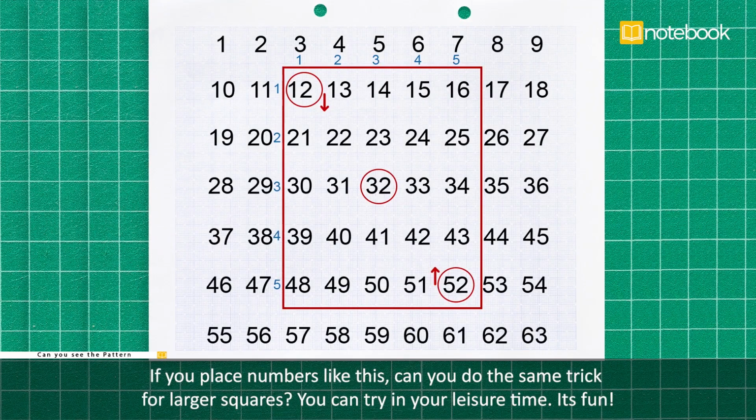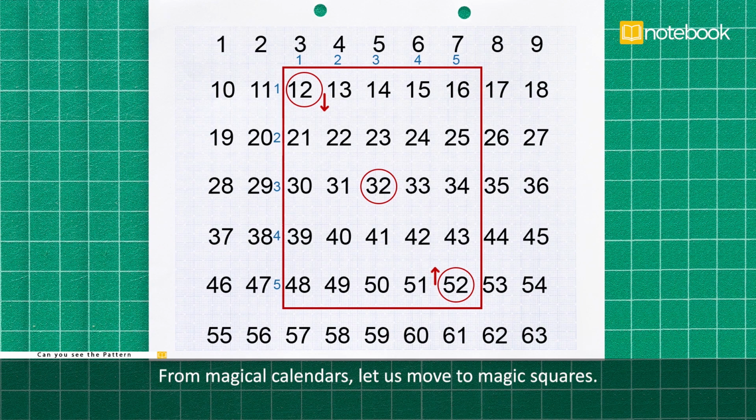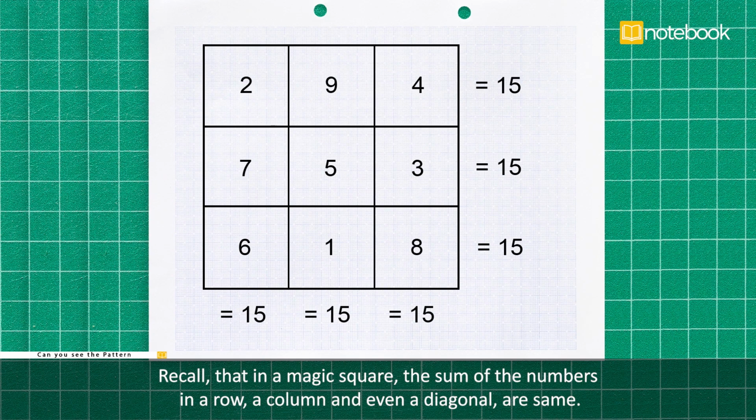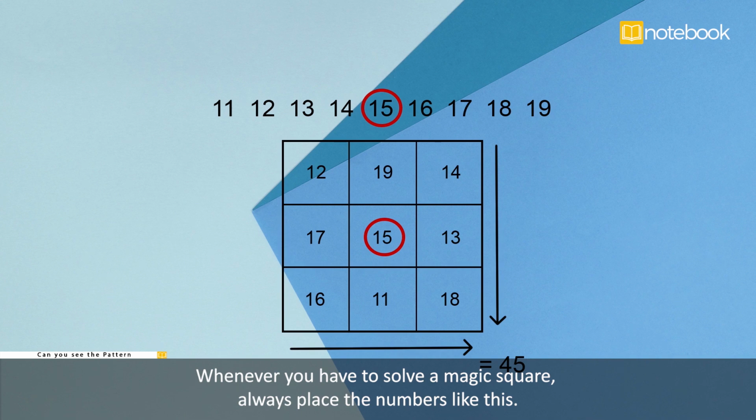If you place numbers like this, can you do the same trick for larger squares? You can try in your leisure time. It's fun. From magical calendars, now let us move to magical squares. Recall that in a magic square, the sum of the numbers in a row, a column, or even a diagonal are same. Whenever you have to solve a magic square, always place the numbers like this.